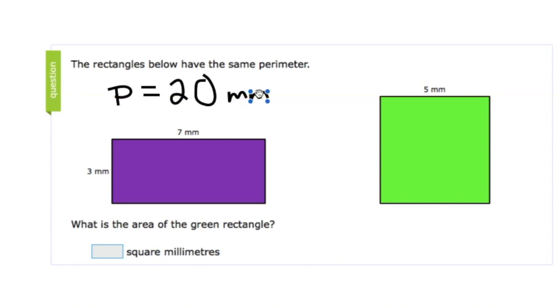So here we go. We want to find out what is the area of the green rectangle. Now, you can use your knowledge of squares and knowing that this is also 5 over here. So you can just go ahead and multiply 5 times 5. The area will be 25 millimeters squared.